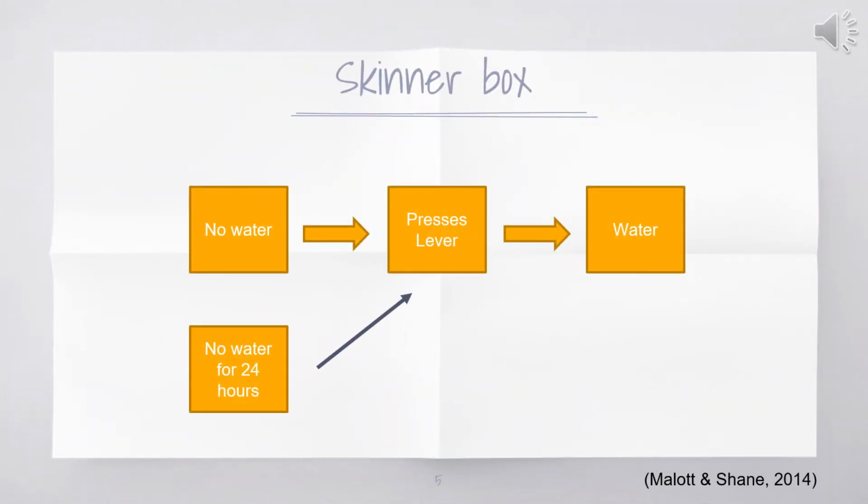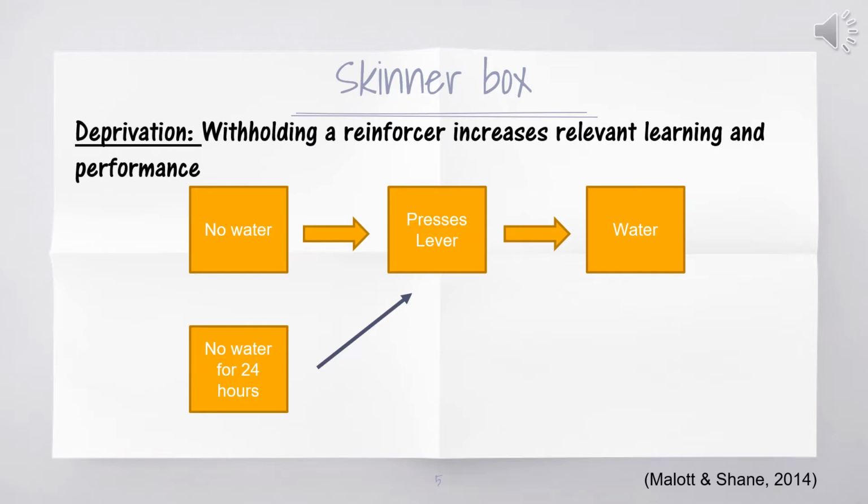So in the Skinner box, a common manipulation of the motivating operation is deprivation. Deprivation is defined as withholding a reinforcer increases relevant learning and performance. By withholding water from the rats for 24 hours, it will increase learning or performance by increasing the value of water as a reinforcer.